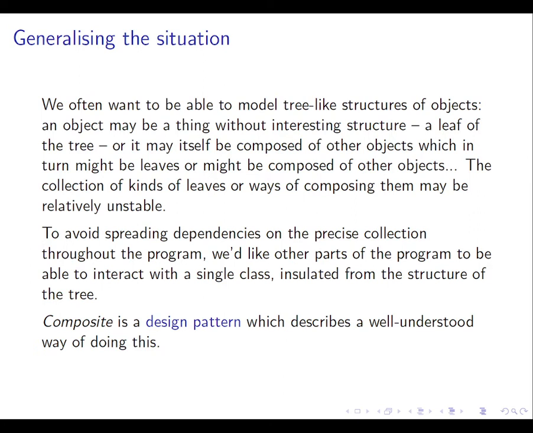This is a situation which is worth thinking about because it's really quite common. It often happens that we want to model tree-like structures of objects, where an object might be a thing which is primitive, doesn't have interesting structure, it's a leaf of the tree, or it might itself be composed of other objects, which in turn might be leaves or might be composed of other objects. Okay, so this is a problem that arises relatively frequently, and it's worth having a good solution to.